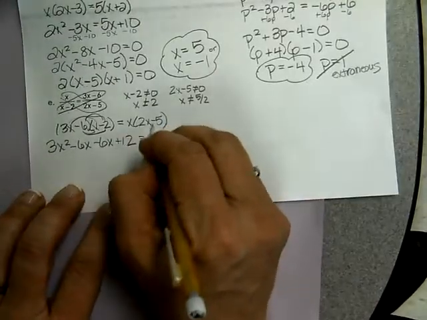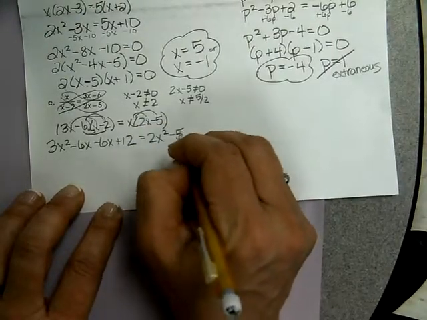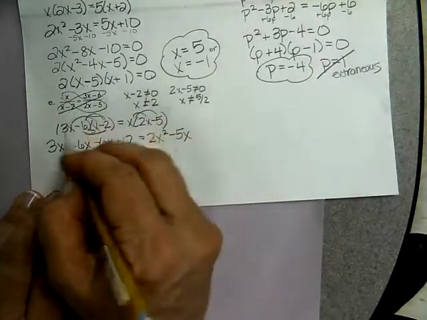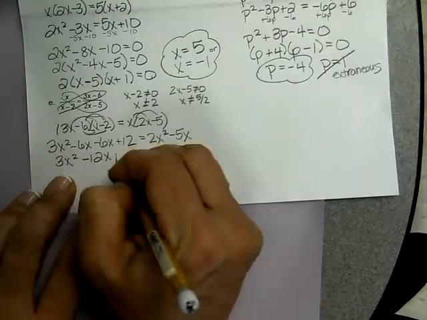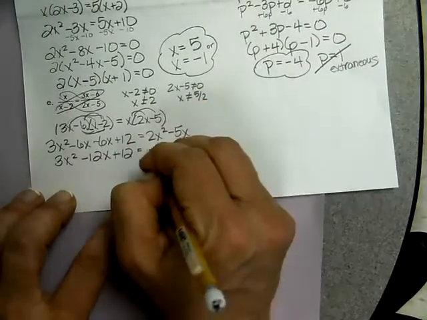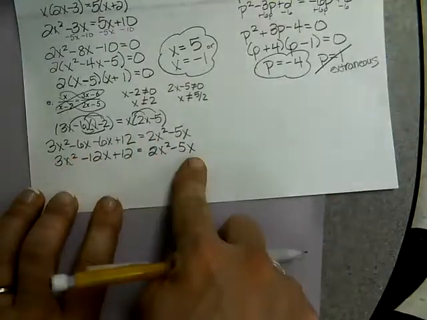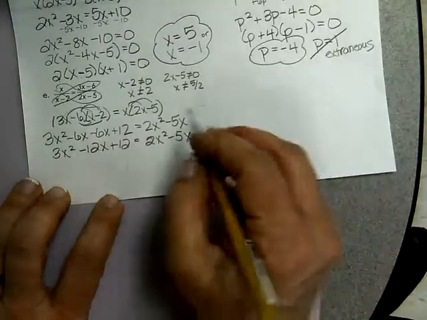And then over here, I have x times 2x and x times -5. So just make sure that everything is distributed. So notice here we end up with 3x squared minus 12x plus 12 equals 2x squared minus 5. Once again, we have a quadratic, so we want to get one side equal to 0.